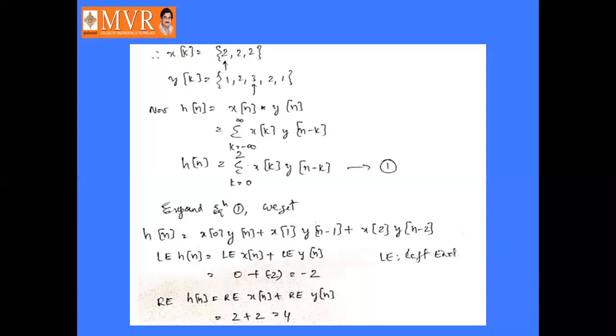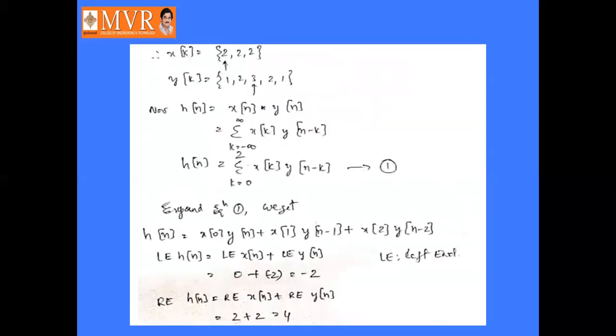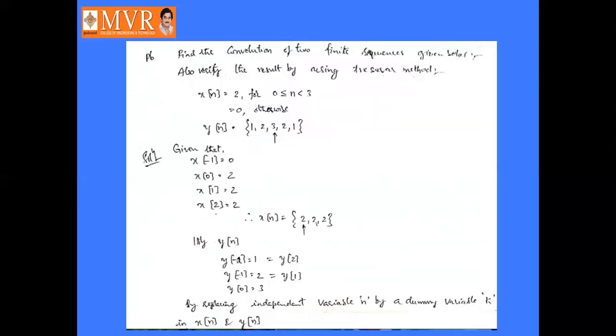Minus 2, only for n equal to minus 2. H of minus 2 is 2, h of minus 1 is 6, and so on, so we get h(n) from minus 2 to 4. This is about the convolution of the finite sequences x(n) and y(n).